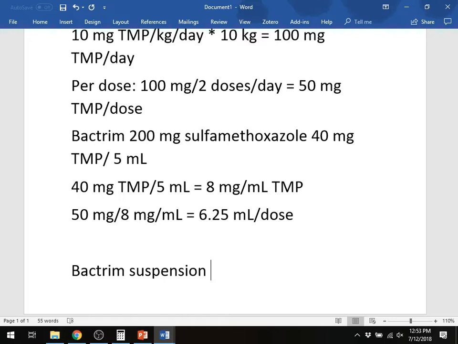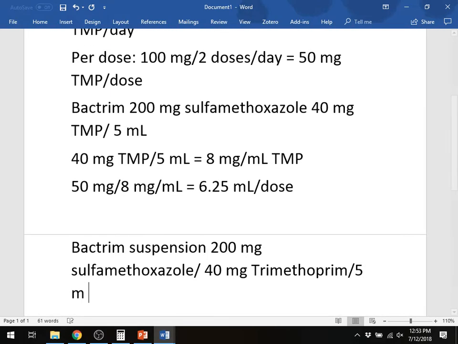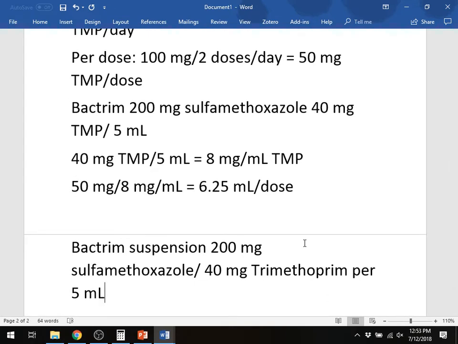So we're going to say Bactrim suspension, 200 milligrams sulfamethoxazole / 40 milligrams trimethoprim per 5 mLs. Or you could write just per 5 mLs if you want. That way we know the concentration, so when the pharmacist gets it, they can pick the right bottle off the line. With Bactrim, there's only one available, so that makes it less confusing. But amoxicillin, Augmentin, all of these have multiple concentrations. You want to make sure you get the right one, okay?